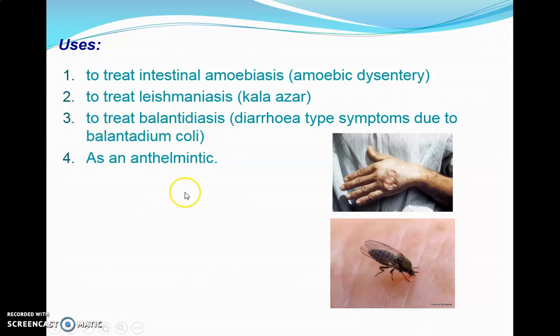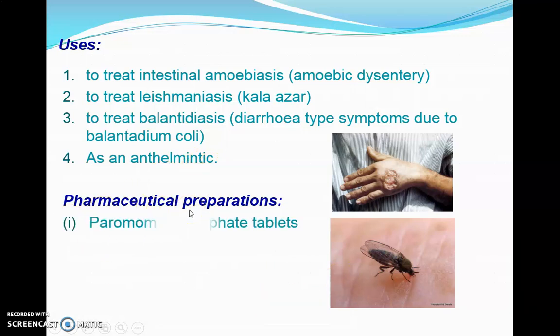Next, as an anthelmintic also, it eradicates worms from the GI tract, just as it kills the Entamoeba histolytica in the intestinal lumen. In the same way it is able to paralyze and eradicate worms also. That worm infection is called helminthiasis, and the drugs used in its treatment are called anthelmintics. So paromomycin can again act as an anthelmintic, having an anthelmintic property to eradicate worms from the GIT.